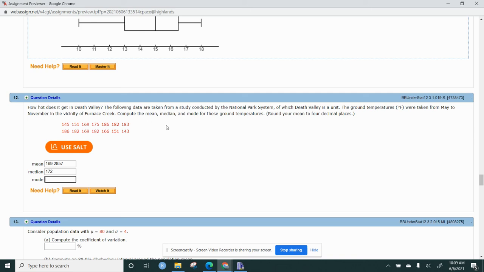That looks like my biggest, but let me check. 183, that occurs once. I already got 186, and I already got 182. I've already got 169. 166 occurs 1 time. 151 already occurred twice, and then 143 occurs once. Okay, so that I know that 182 occurred the most.